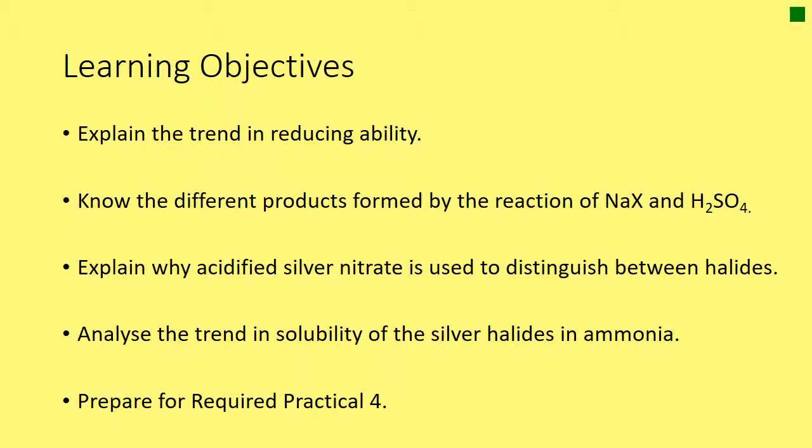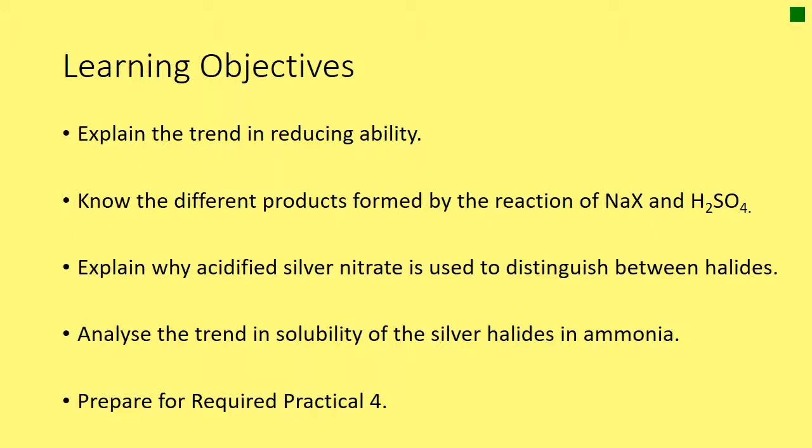And we want to explain why acidified silver nitrate is used to distinguish between the halides. If there was a bunch of halides and you didn't know which particular halide it was, you would use the silver nitrate test. And you would also want to know why it's acidified.